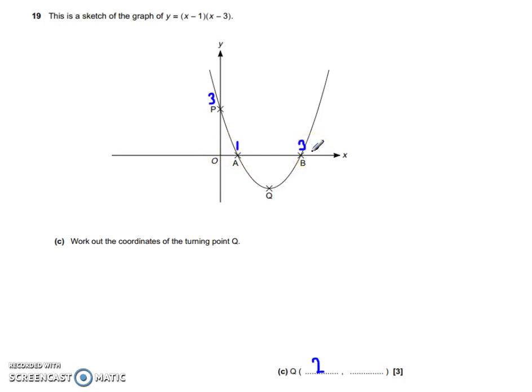So just like before, yet again I'm going to use the equation because it's a sketch. I'm going to use the equation and I'm going to substitute in my x value. We know it's 2, so I'm going to have y equals, and then every time there's an x, I'm going to replace it with a 2. So y equals 2 take away 1 in my first bracket, and in the next bracket I'm going to have 2 take away 3.